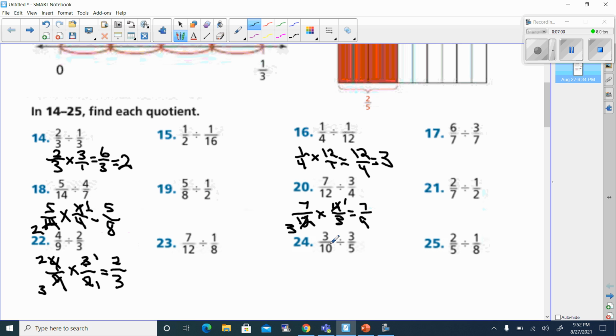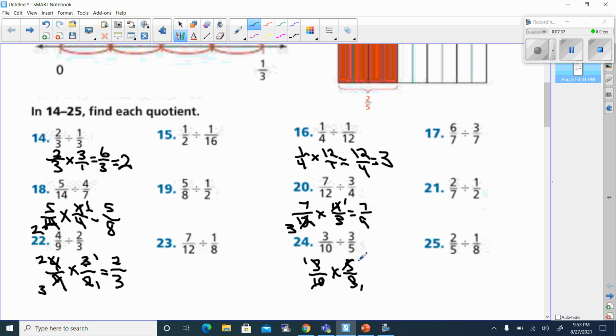Number 24, we have 3 over 10. And we're changing division to multiplication. And this will be 5 over 3. Remember, we used the reciprocal, that we inverse our fraction there. We see that 3 is across from each other, so we can cross them out because they're both divisible by 3, leaving us 1. We see 10 and 5 are across from each other. They're both divisible by 5.